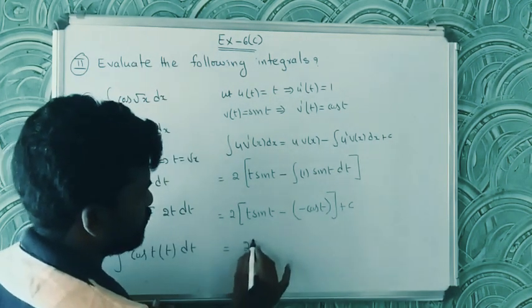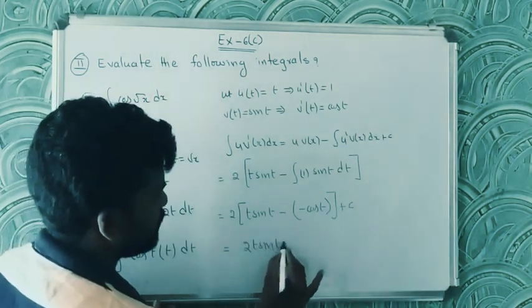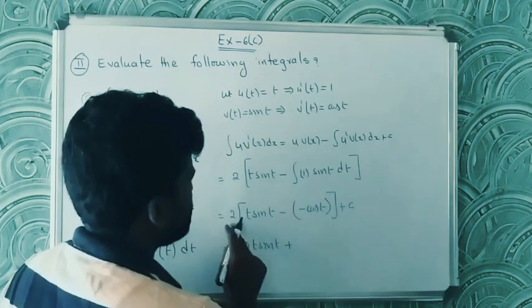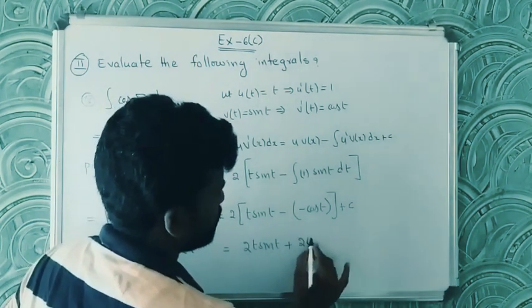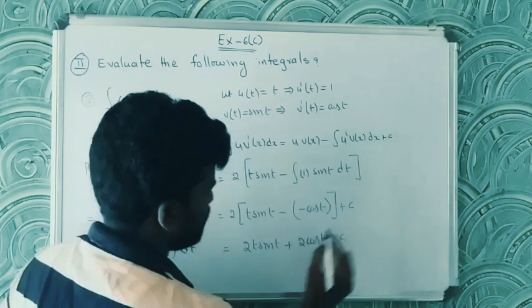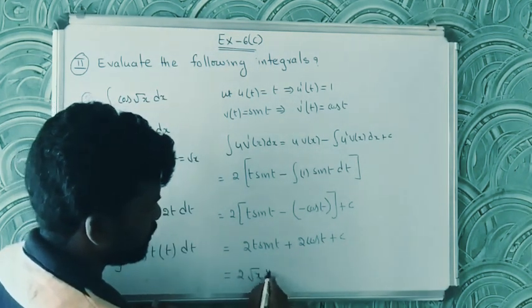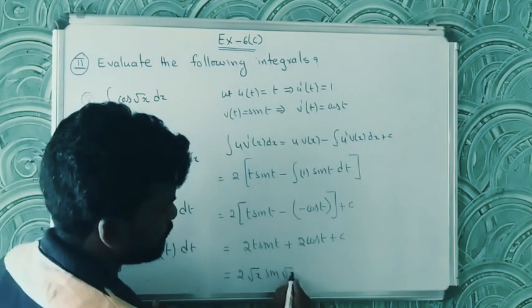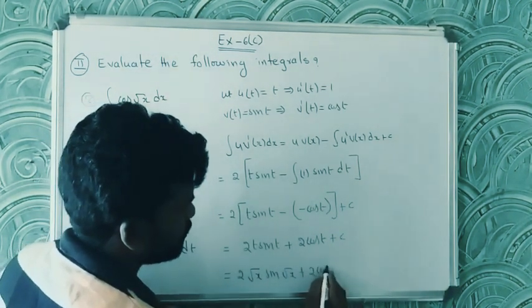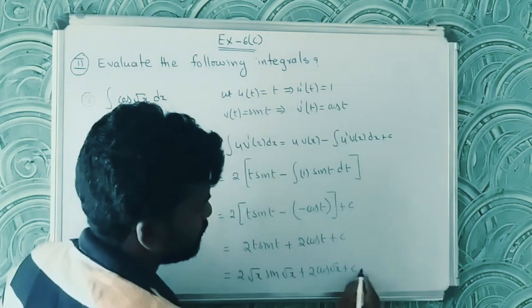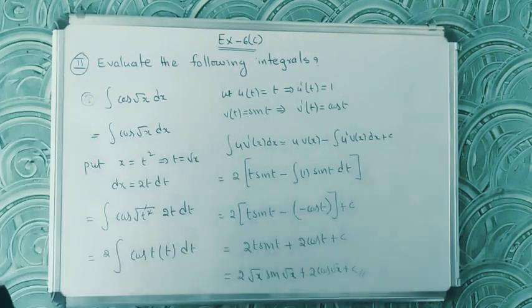So 2t into sin t, minus into minus is plus, 2 cos t plus c. So 2 into t means root x, sin t means sin root x, plus 2 cos root x plus c. This is problem number 8.